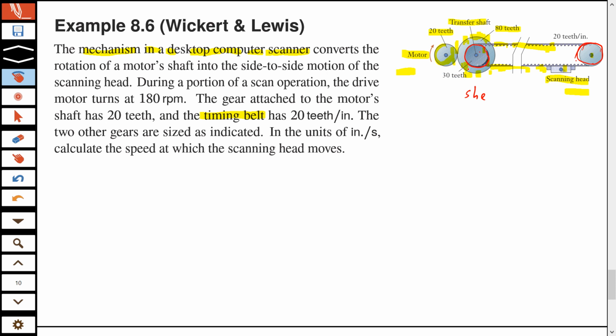Now, let me explain this again. You have a motor. That motor is connected to a pinion gear. That pinion gear meshes with an output gear. On the transfer shaft on which you have this output gear, you also have a groove pulley and another groove pulley, and they are connected by what you call a timing belt.